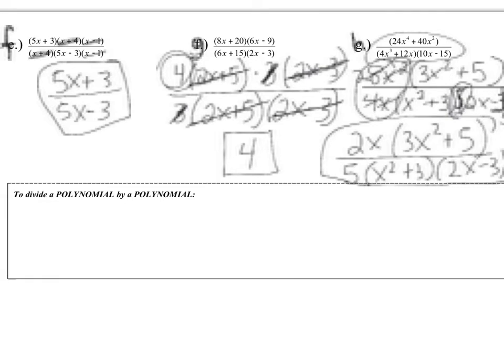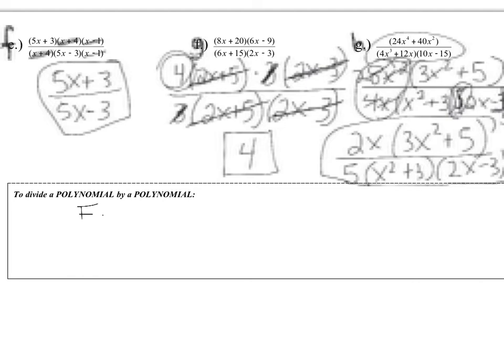So now let's make a conclusion here about how to divide a polynomial by a polynomial. Again, what makes something a polynomial is that there are more than one term, right? So what I'm talking about here is if I have more than one term divided by more than one term. What you have to do is factor the top and the bottom and then cancel out common factors. And I'm going to explain what I mean by that in just a minute.